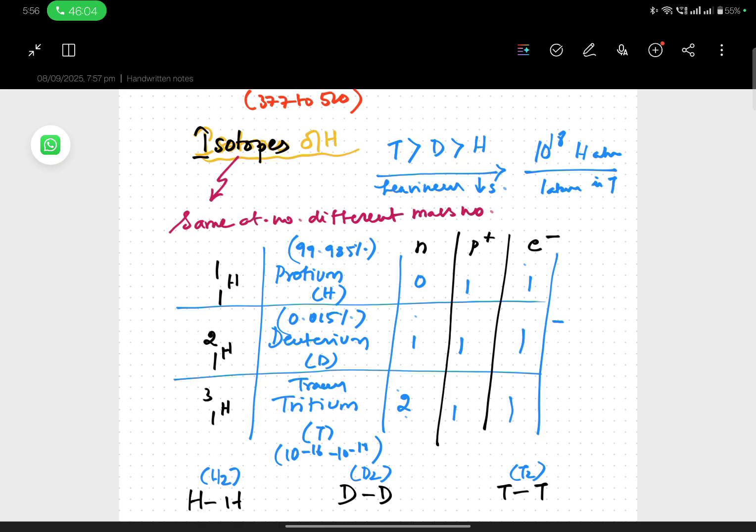Then atomic number 1 and atomic mass number 1 means protium. Very good. Then atomic number 1 and atomic mass number 2 is deuterium. Atomic number 1 and atomic mass number 3 is tritium. Very good.